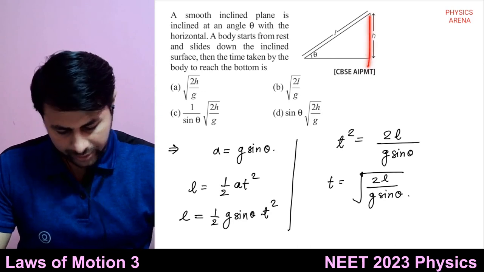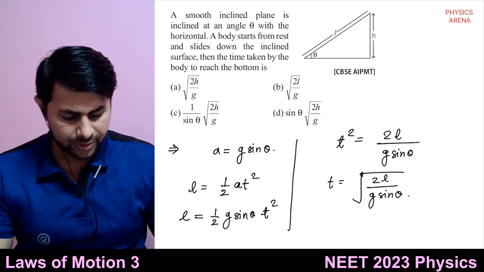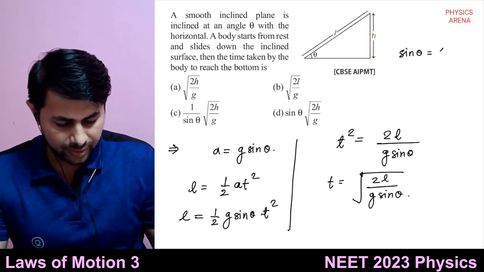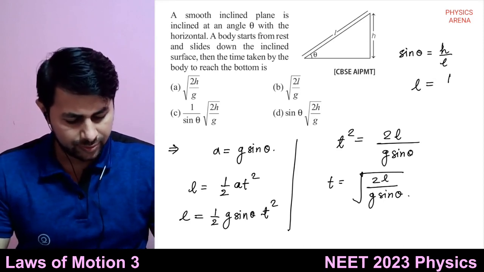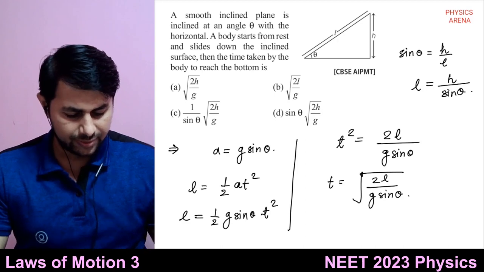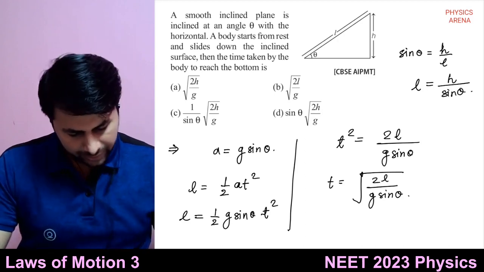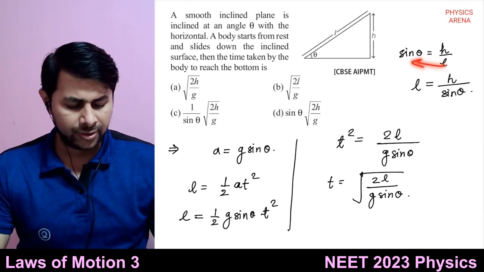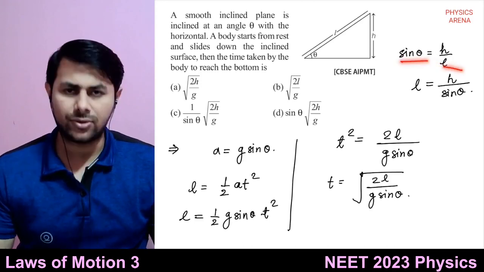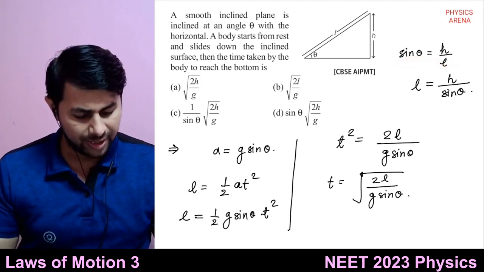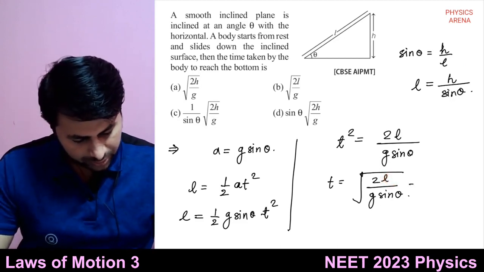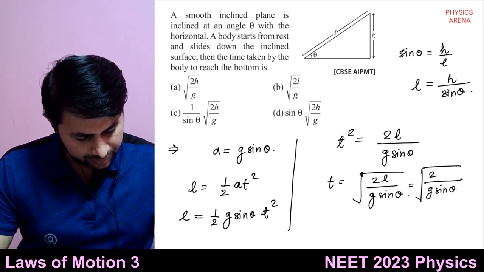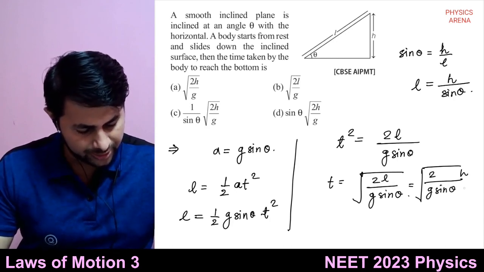So what is sine theta here? H upon L, and therefore L is equal to H divided by sine theta. Take this L on the left hand side, sine theta on the right hand side. So L is equal to H divided by sine theta. Substitute that. So substituting that, 2 divided by g sine theta, and L is H upon sine theta.